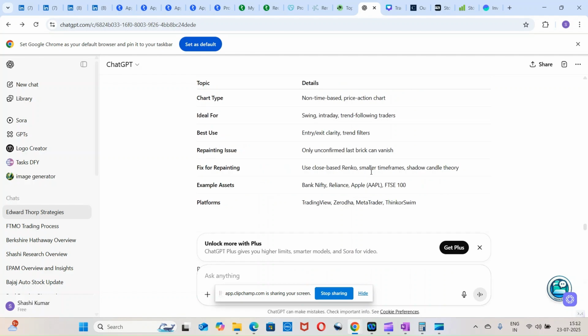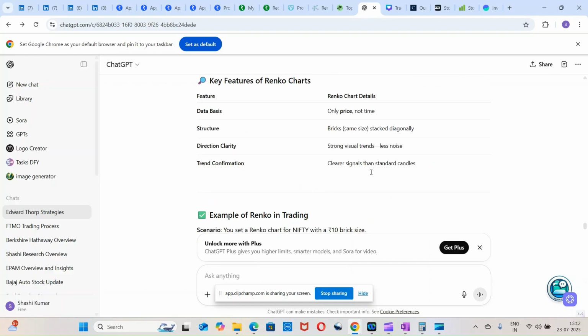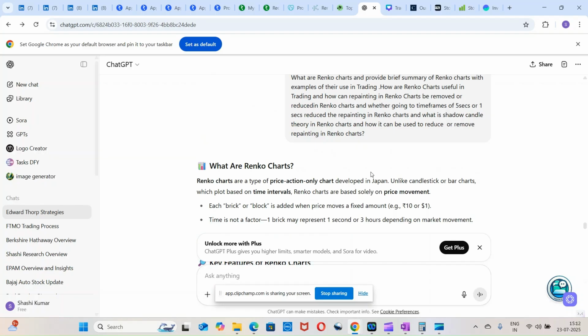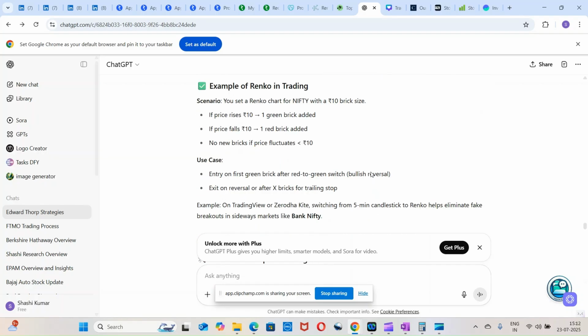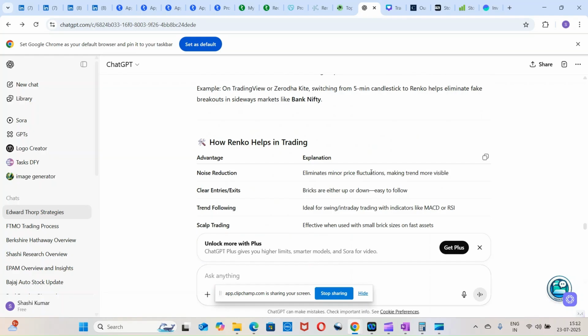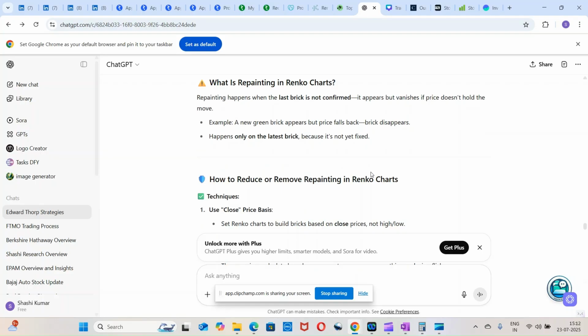So that's Renko charts, guys, what they are, where they were formed. They were formed in Japan, and what are the features of these Renko charts, how it helps the traders, and how repainting in Renko charts could be reduced.